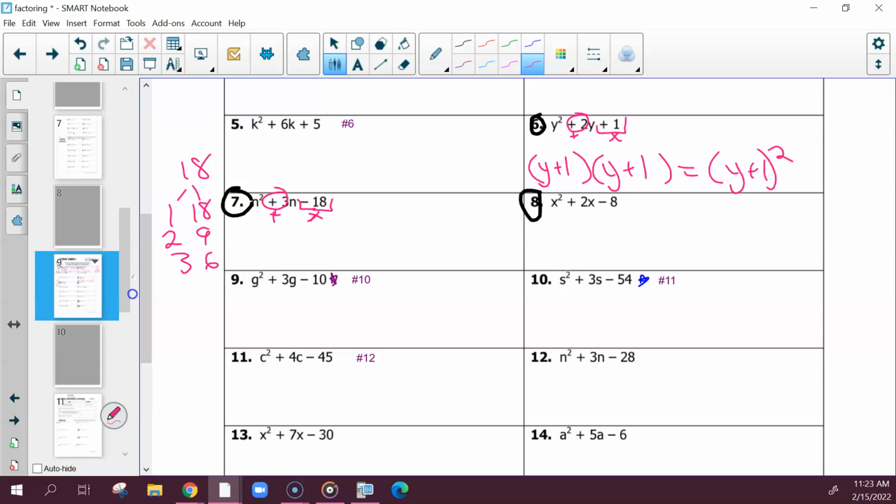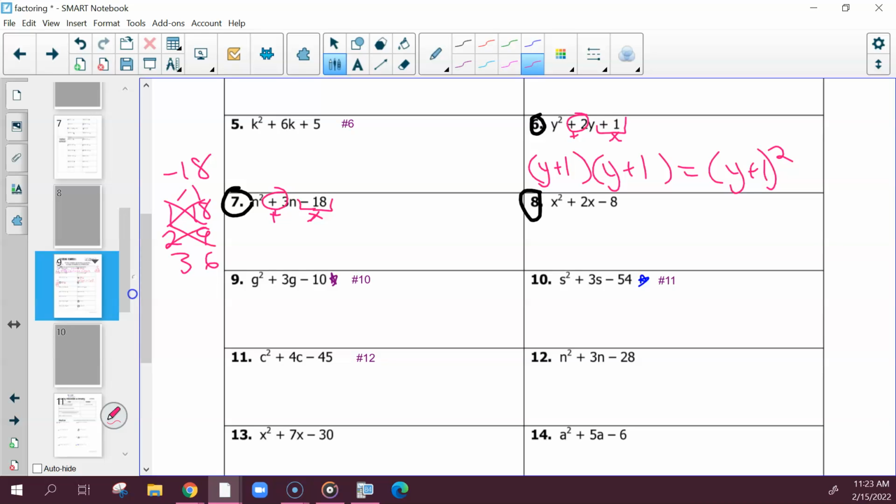Now, because 18 is negative, the only way we would multiply to get a negative is if one of our numbers is negative. So we need to think about which set of pairs could we add or subtract together to get 3 when one of them is negative. You can start to eliminate some of these. If I put negative 1 plus 18 or 1 minus 18, it doesn't matter how I put that, that's not going to give me 3. If I put positive 2 minus 9 or negative 2 plus 9, no matter how I do that, that's also not going to give me 3.